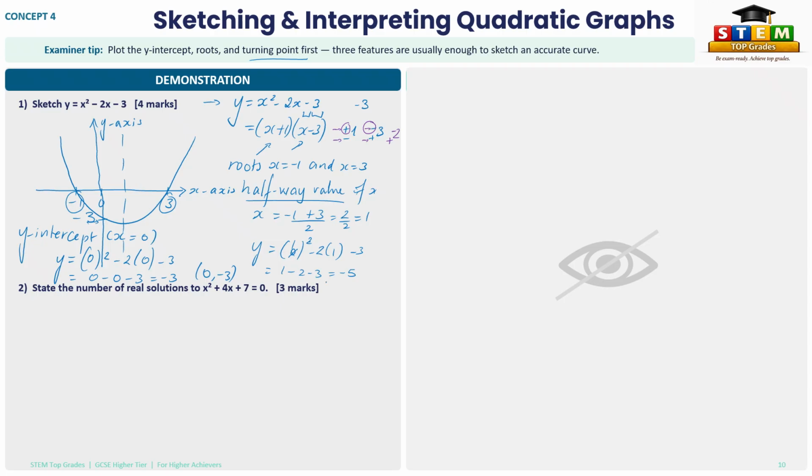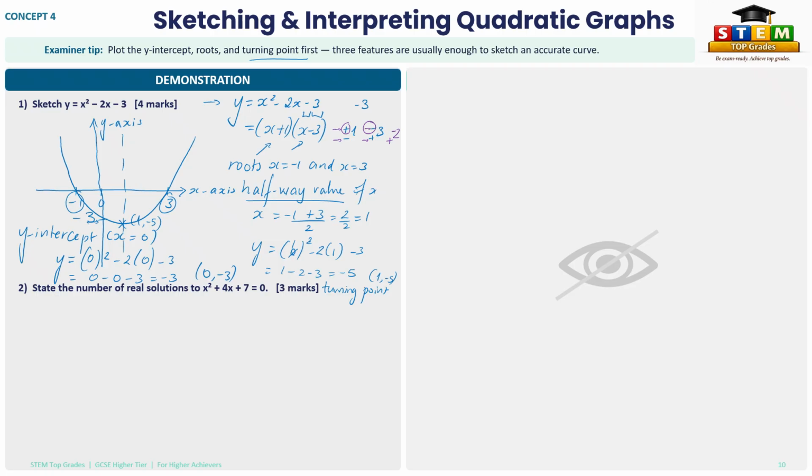So the turning point is (1, negative 5). So that's where it is, (1, negative 5). All right, so that is the first question.